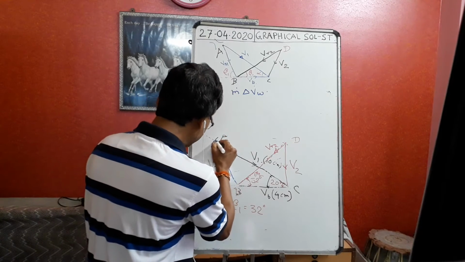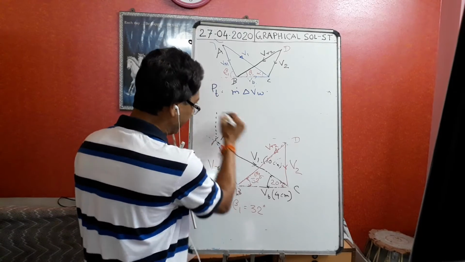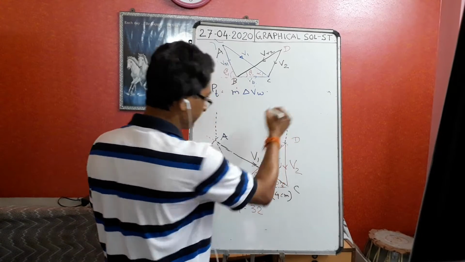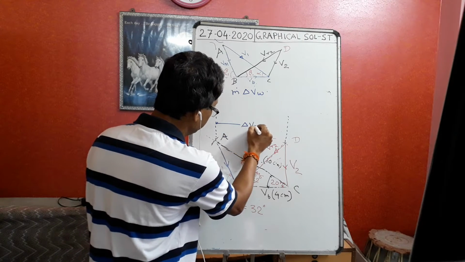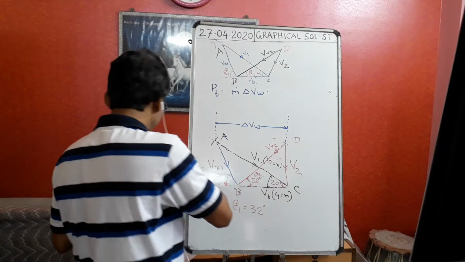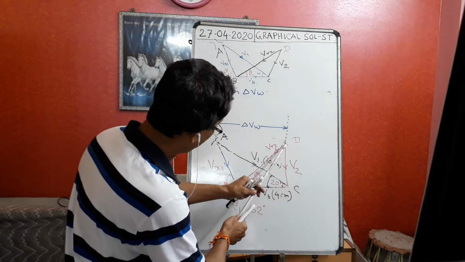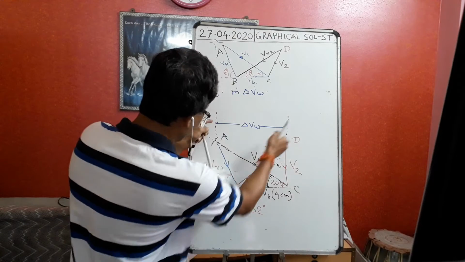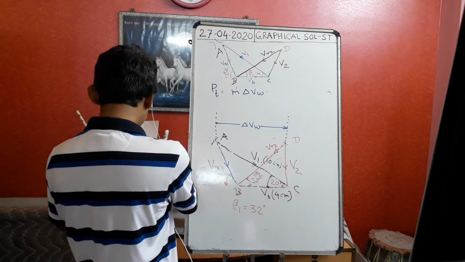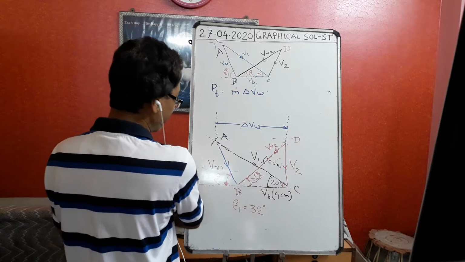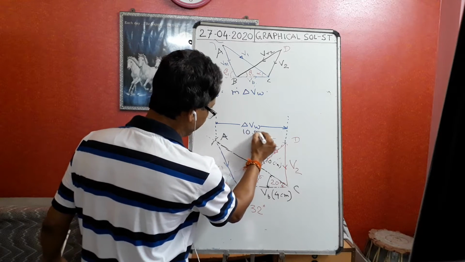I will take this point. This is my A point and this is my D point. From A I will draw a vertical line, and from D I will draw a vertical line. I will measure the distance between these lines, and this will certainly be the del VW. Suppose I measure it and it comes 10.8 centimeter.